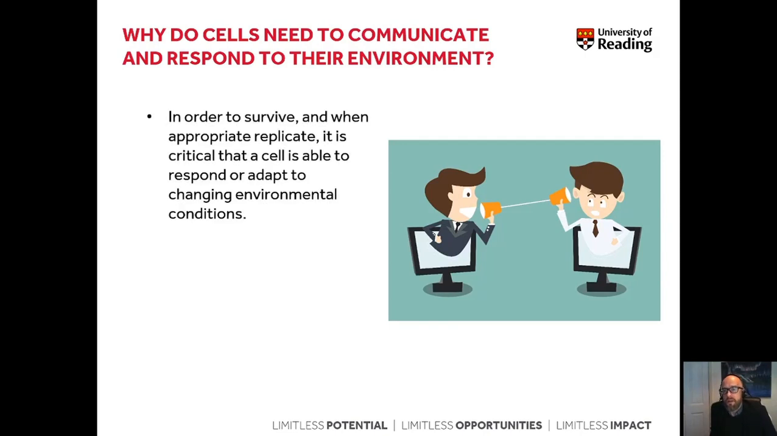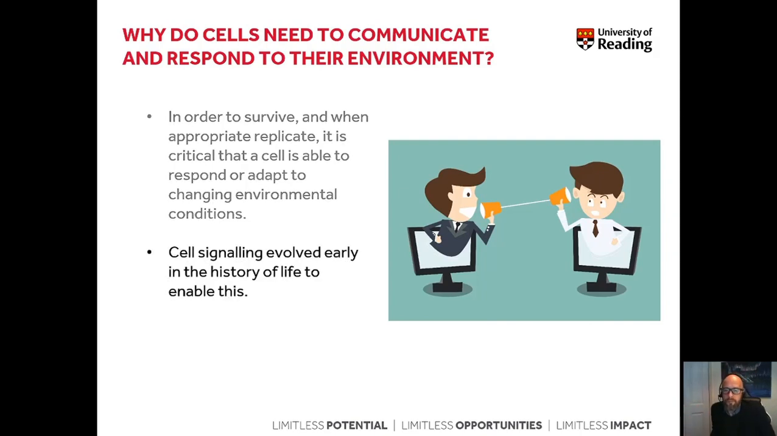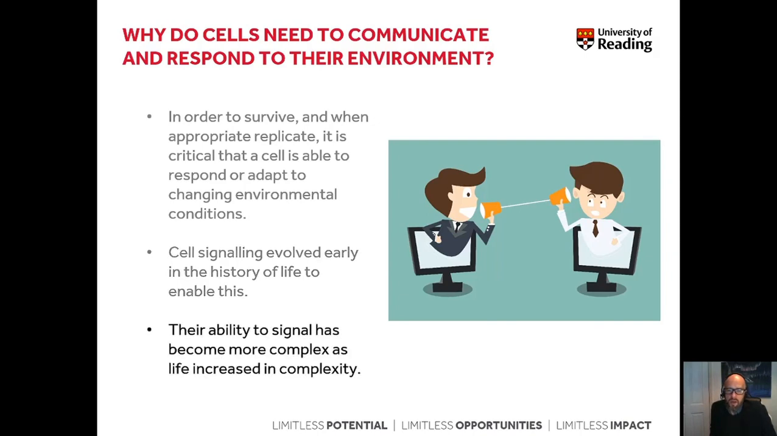So, why do cells need to communicate and respond to the environment? Simple answer is they need to do it in order to survive, and when appropriate to replicate. And this is critical that the cell is actually able to recognize what's going on outside of the cells. Cell signaling evolved actually quite early in the history of life. So all of the cells you can imagine are actually able to react to certain signals. And the ability to signal has become more complex as life increased in complexity.